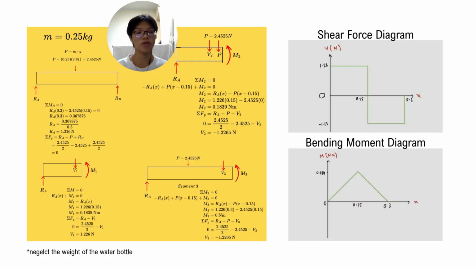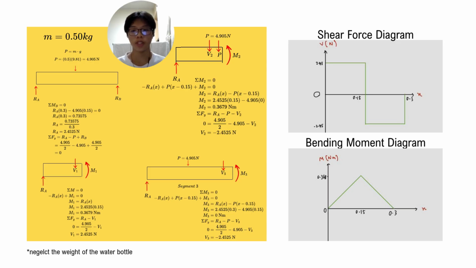And from that, we're also able to find segment 2, which has negative 1.2265 newtons for its shearing force and 0.1839 newton meters for its moment. And then finally, we can find segment 3, which has negative 1.2265 newtons for its shearing force and 0 newton meters for its moment. And on the right, this is what our graphs will look like if we plot them.